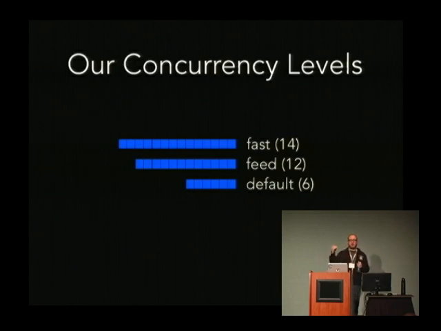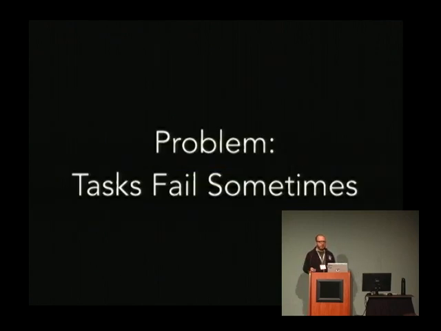Most stuff starts in default and gets promoted to fast as it gets proven out. I find that to be a really useful pattern. I think our gevent stuff runs at a concurrency of 48, and that seems to work fairly well. Other problem, tasks fail sometimes, big surprise.